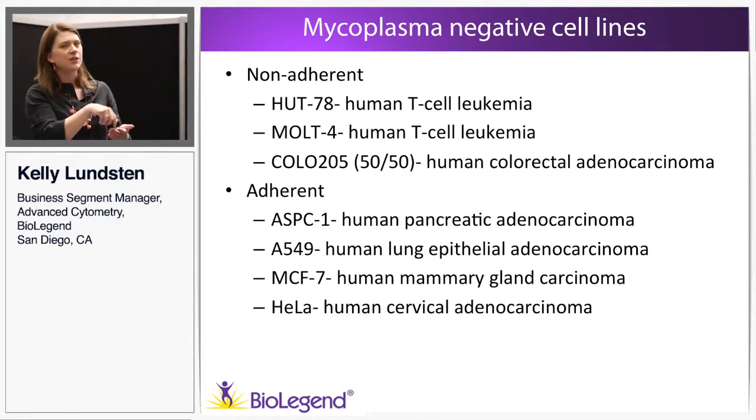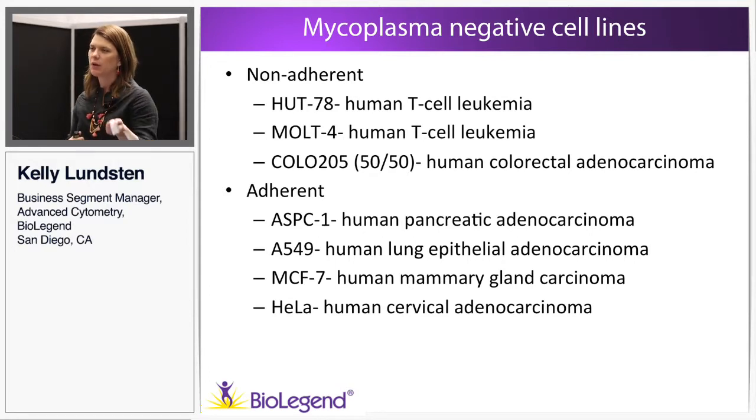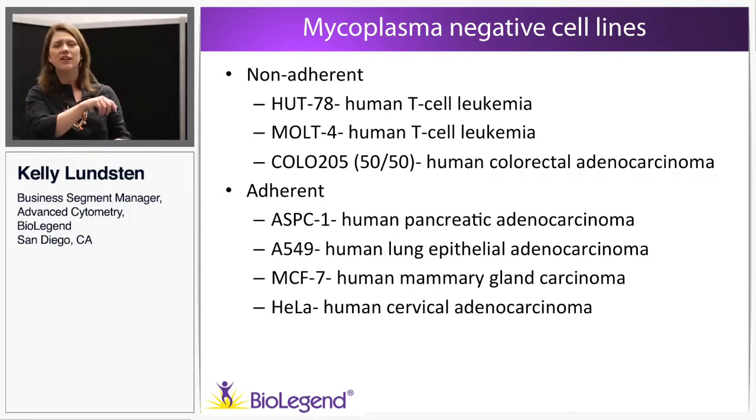But I did try MOLT4s and COLO205s. The 205s were semi-adherent, so some were adherent and some were not. They ended up not being a very good cell type for this sort of assay. But I did have a bunch of adherent cells as well.